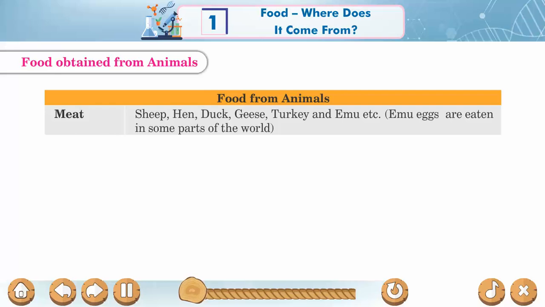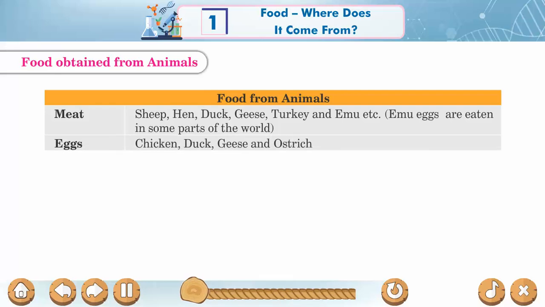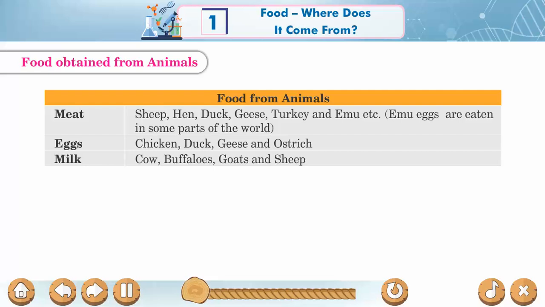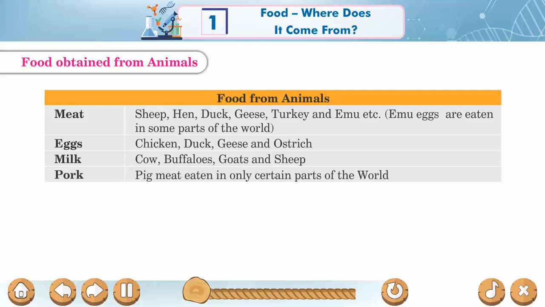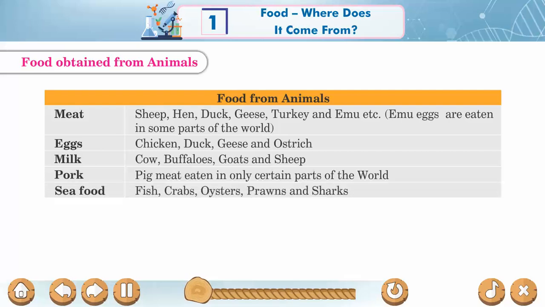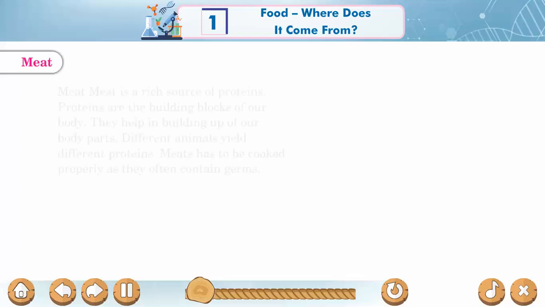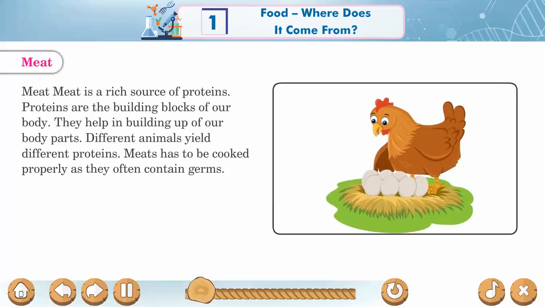Emu eggs are eaten in some parts of the world. Eggs: chicken, duck, geese and ostrich. Milk: cow, buffaloes, goats and sheep. Pork: pig meat eaten in only certain parts of the world. Seafood: fish, crabs, oysters, prawns and sharks. Honey, from honeybees.